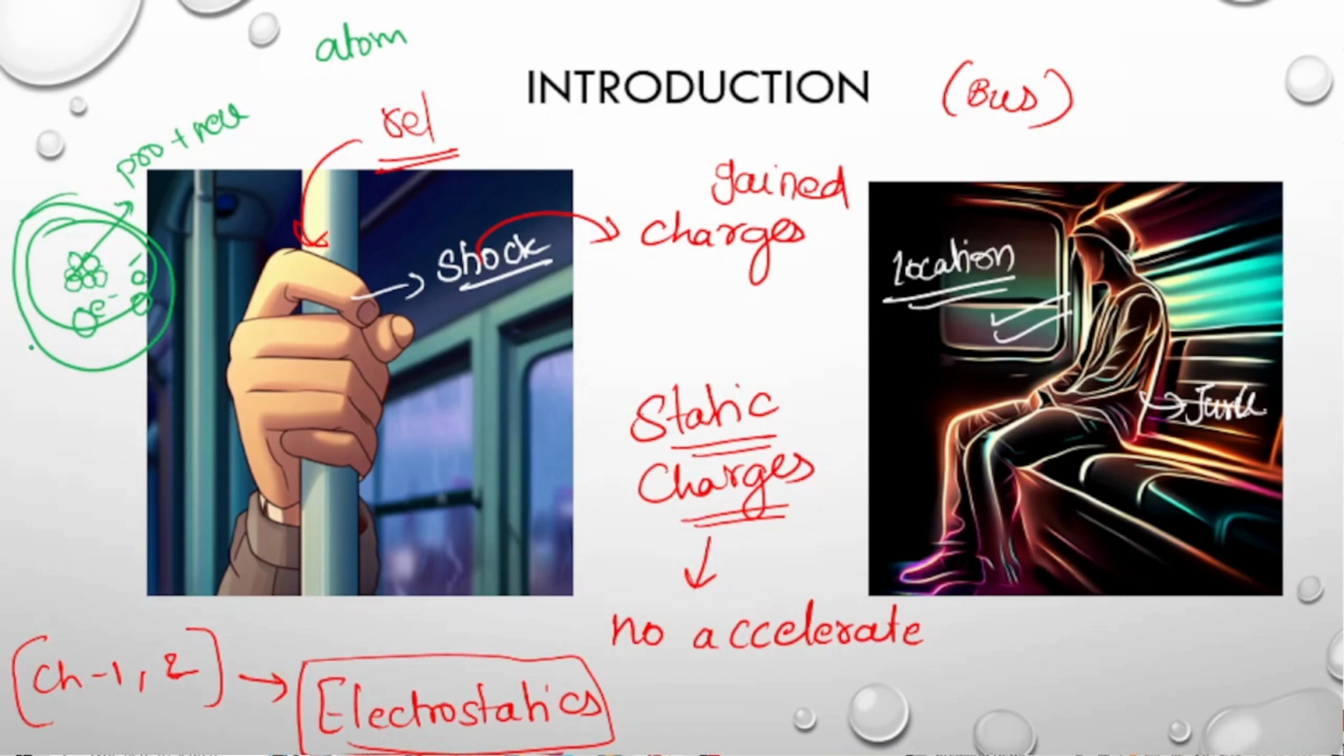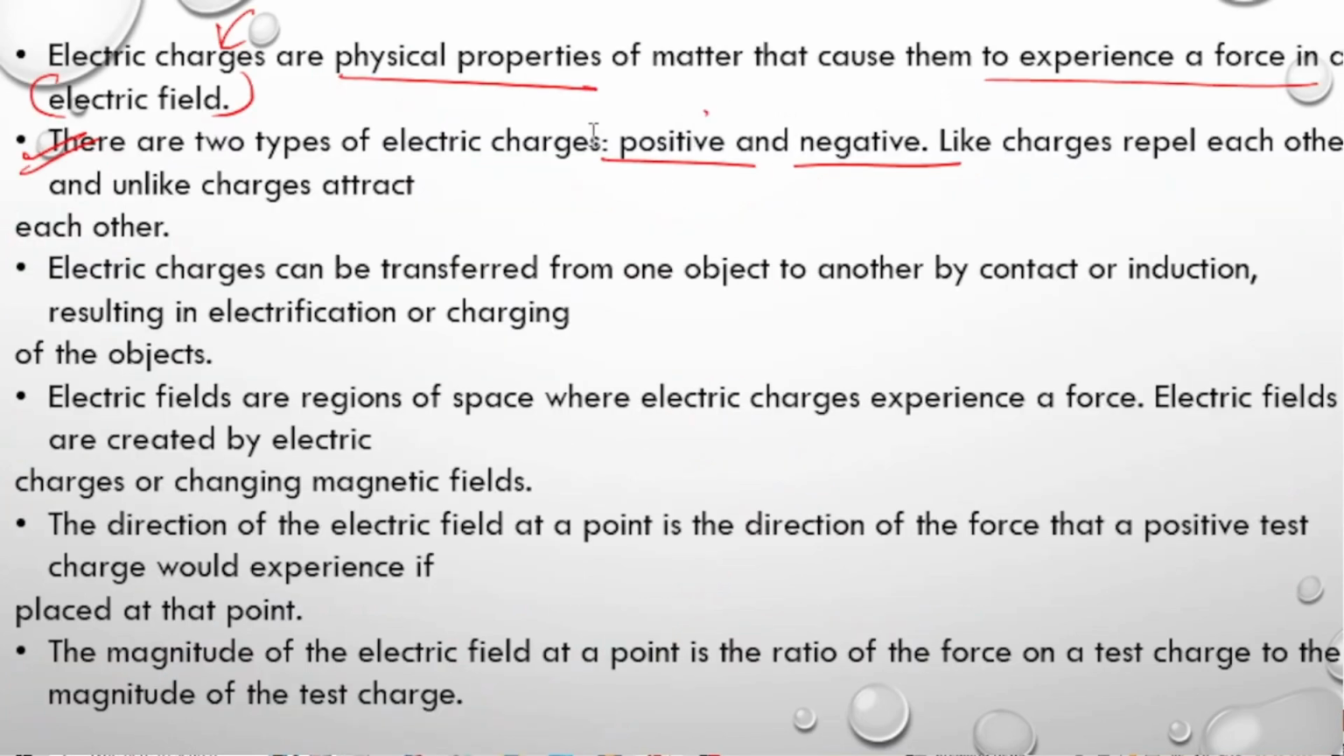Now we are going to take an electron. The electron is negatively charged, and the proton is positively charged. So by nature, in all substances you have two types of charges. One is positive charge and another one is negative charge. This one you have to remember.